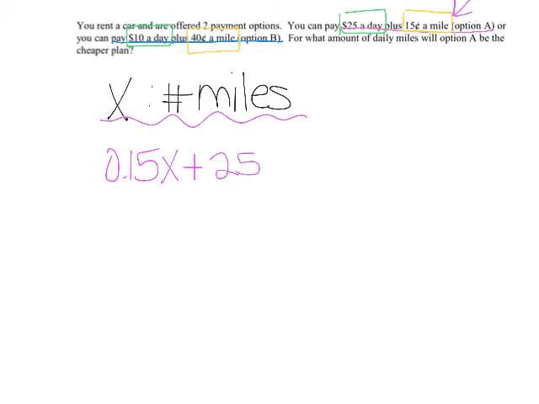And then we have $10 a day plus 40 cents a mile. And we want option A to be cheaper. So which symbol do we need to put here? If it's cheaper, that means this needs to be less than, right? Because this was option A over here. This was option B. Same thing as what we did before. Underline, highlight your coefficients, your constants, make your two expressions, but instead of putting an equal sign, we have that inequality symbol.